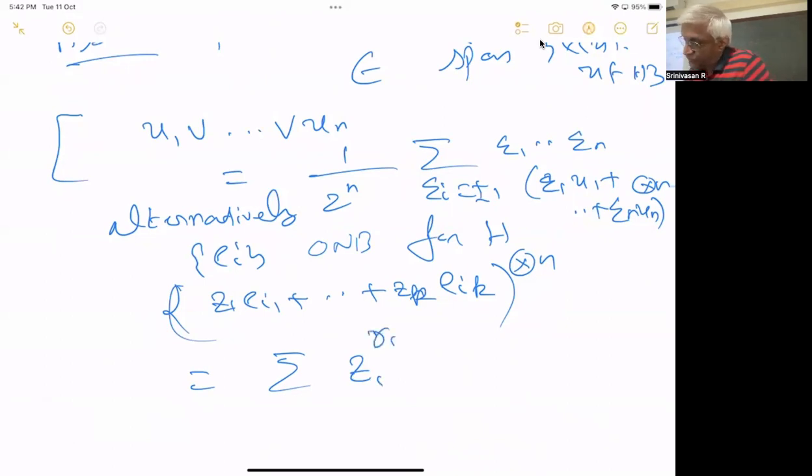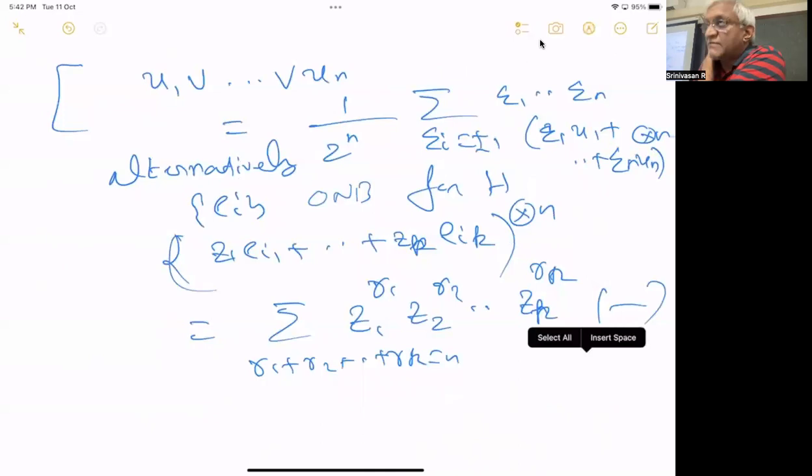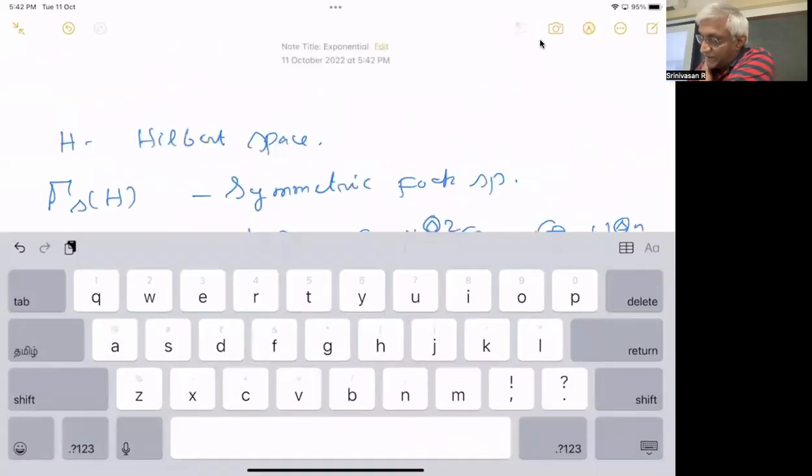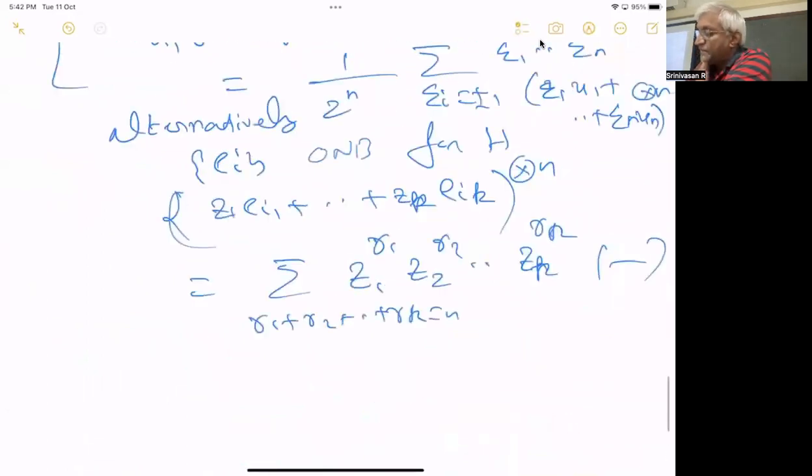maybe I'm giving the full proof, z2 power r2 up to zk power rk, where r1 plus r2 plus up to rk equal to n. Here you will get e_{i1} tensor e_{i2} and so on. You will get some vector here, and you want to get the symmetric tensor of that vector. Possibly you will get the symmetric tensor itself here. I think when you sum it over all of them, you will get the symmetric tensor there.